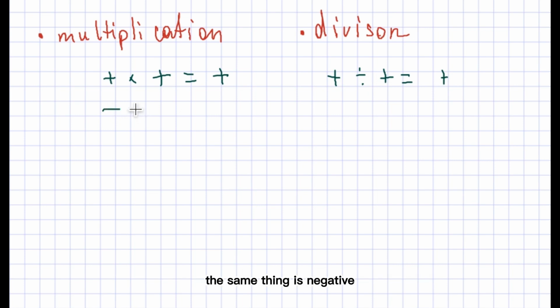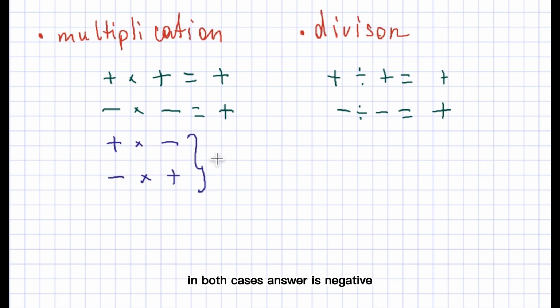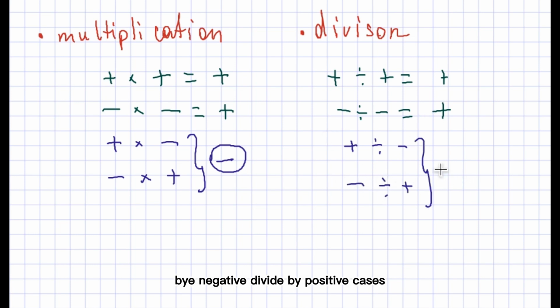The same thing in negative. When we multiply negative by negative, the answer is positive. Negative divided by negative, the answer is positive. But when we multiply positive by negative or negative by positive, in both cases, the answer is negative. And the same thing we will say here, like negative divided by positive, in both cases, the answer is negative.